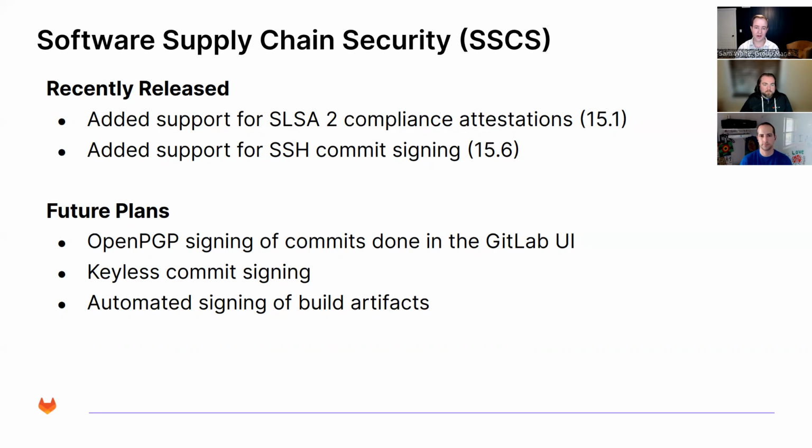Recently, we added support for SLSA Level 2 compliant attestations. These can be generated automatically by the GitLab runner simply by setting a CI variable to turn the feature on. And it'll produce basically a JSON output in the SLSA 2 standard format that describes all of the inputs that came into the build and how it was produced.